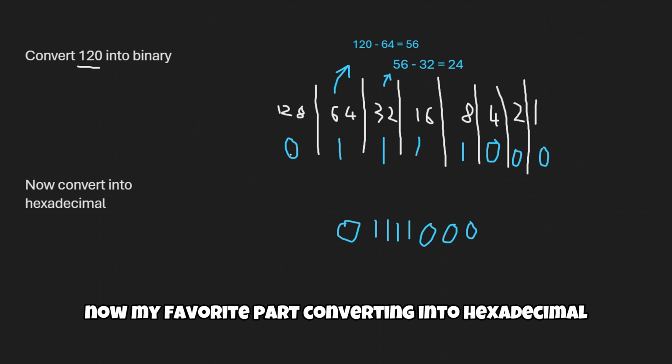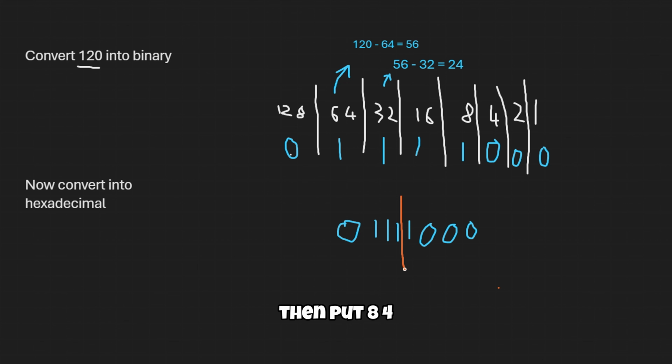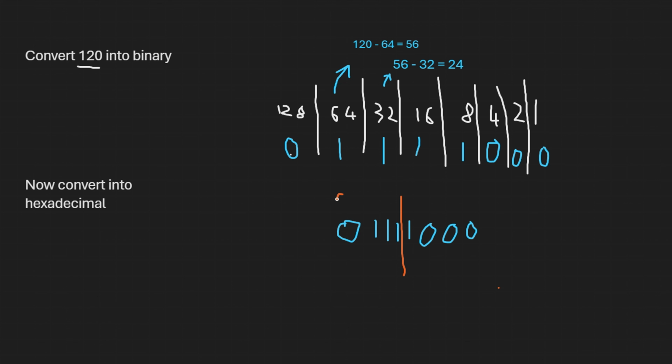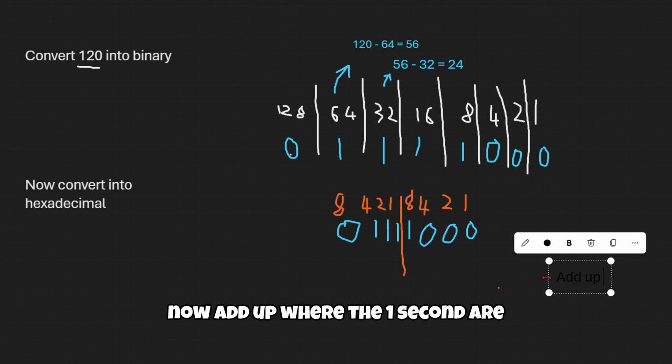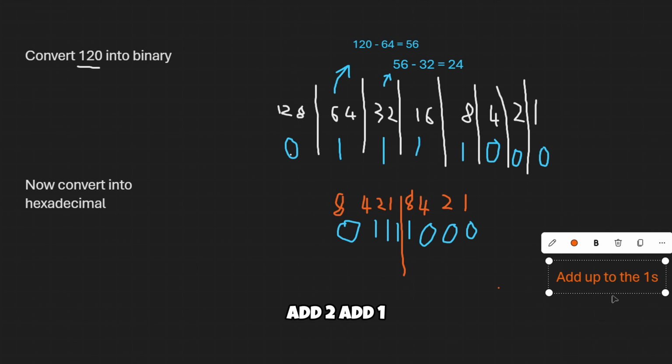Now my favorite part. Converting into hexadecimal. So what I usually do is split the binary into half, then put 8, 4, 2, and 1 above the 4 binary digits on both sides. Now add up where the 1s are. So for this example, the first side has 4, add 2, add 1, which is 7.